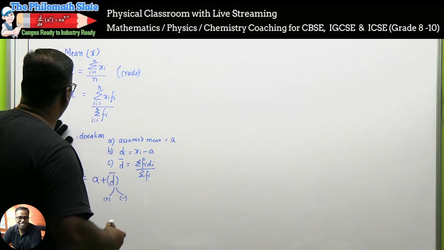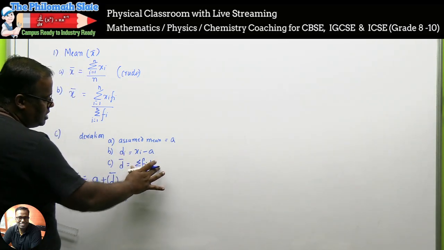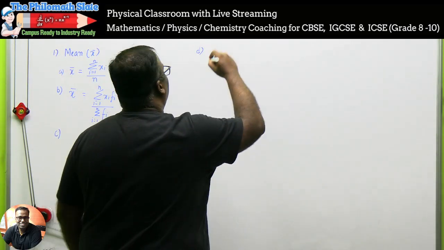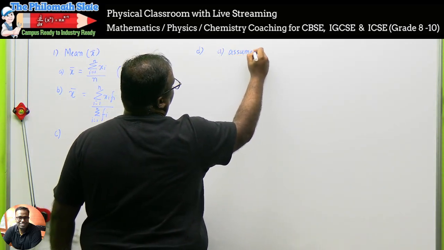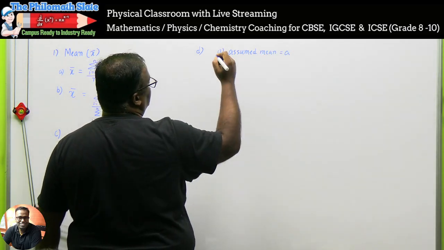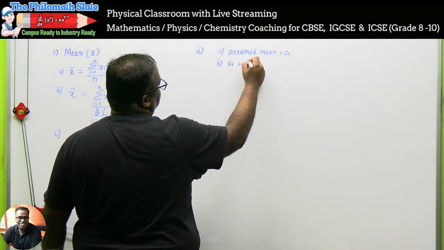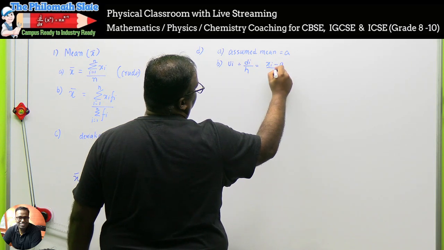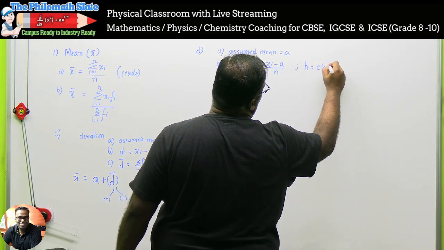Step deviation will be one more than this. If f i d i is coming out complicated for me, then I go to another step. I calculate the assumed mean as before, which is equal to A. After that, I calculate not d i but u i, where u i is d i divided by h, or x i minus A divided by h, where h is obviously the class width.